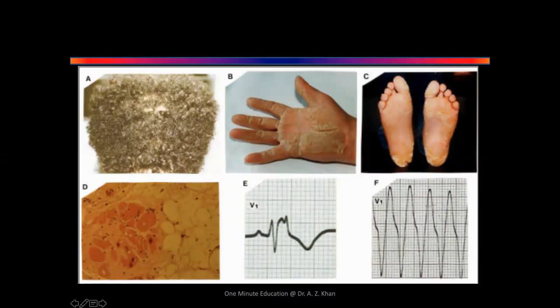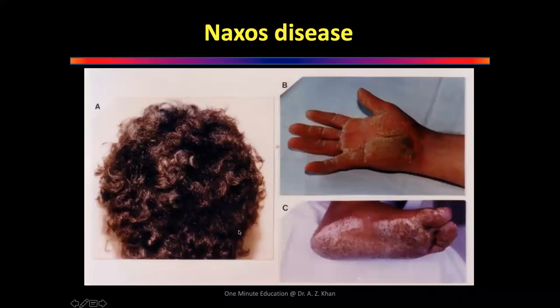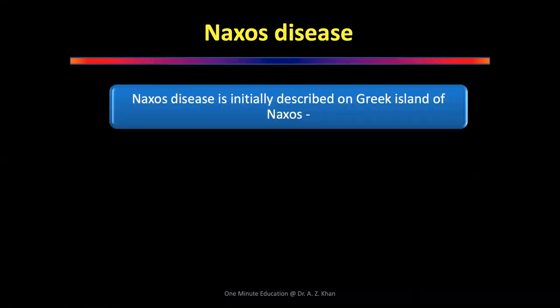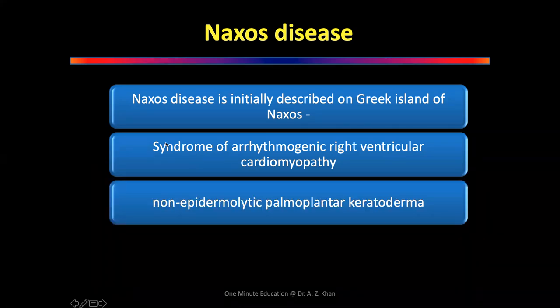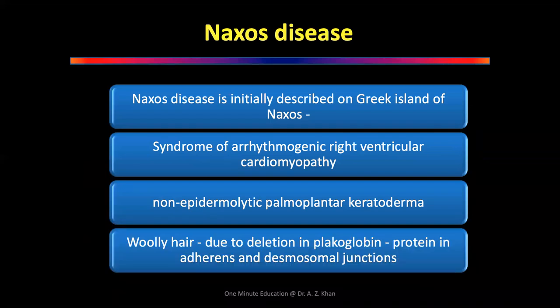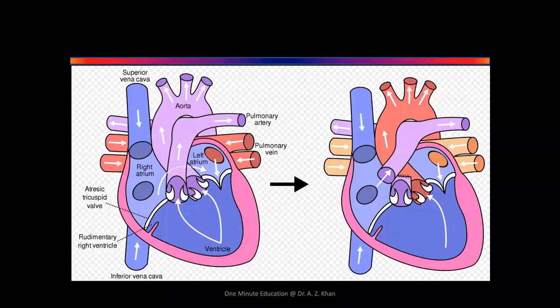You're seeing some ECG changes here in F. That is the most classical thing of this disease. It's called Naxos disease. You get this huge curly hair, and it's usually seen in the Greek island of Naxos, but most importantly, it's an arrhythmogenic right ventricular cardiomyopathy. For the cardiac boys, this was there. And palmoplantar keratoderma and woolly hair. You don't need to know this so much. It's just one of the pictures which I thought would be good.